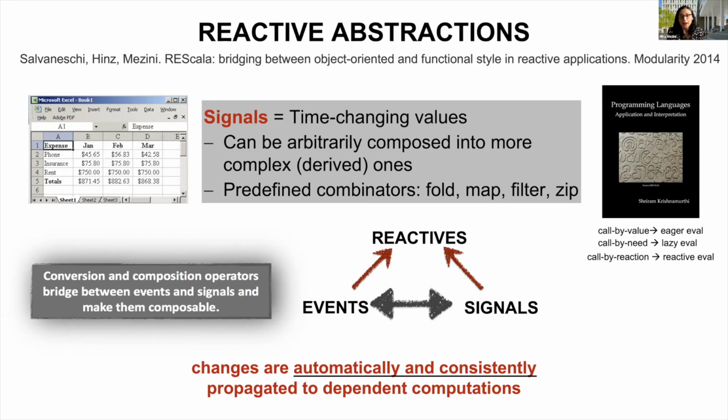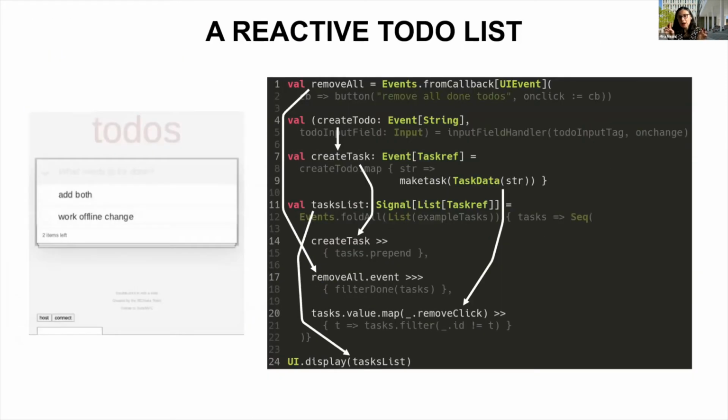To show you how this looks a little bit in code, consider this piece of code on the right. You don't need to read it. I will take you through the important things in this piece of code. Basically, you see that we define some values, remove all, create to-do, create task list, and eventually call at the end the UI display method with task list as a parameter.